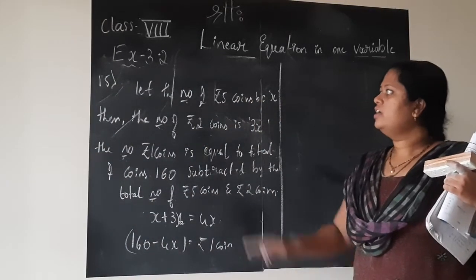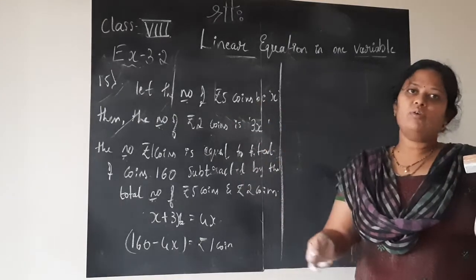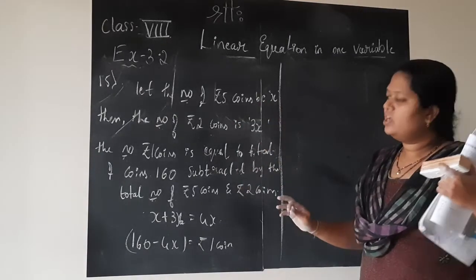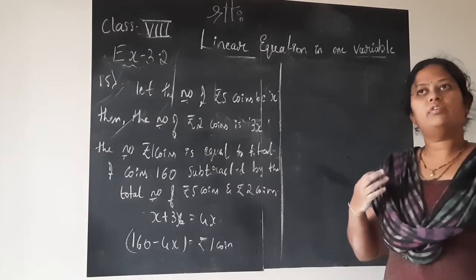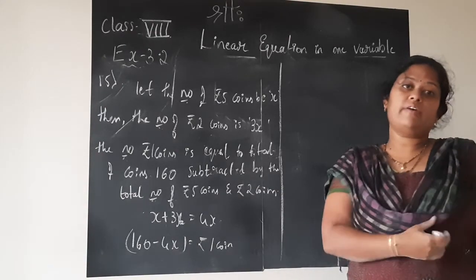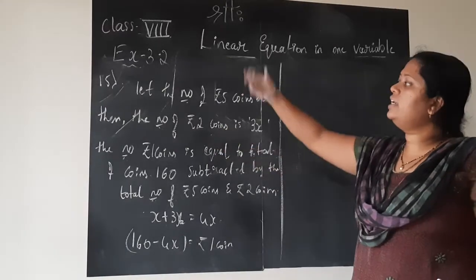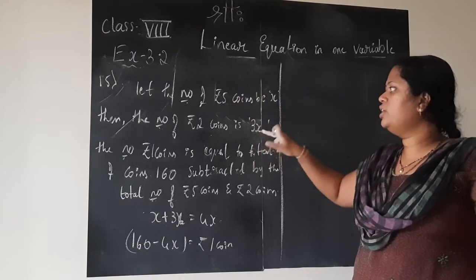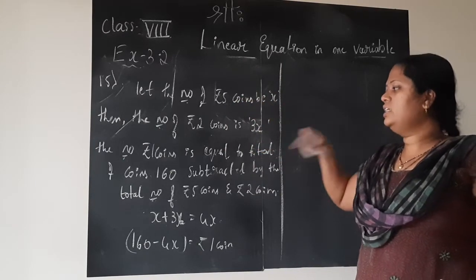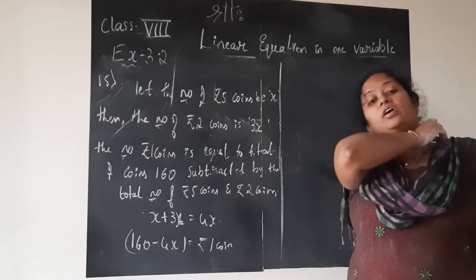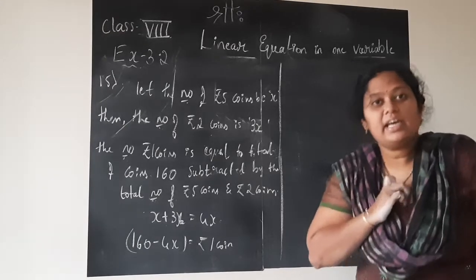Children, now we don't know how many 5 rupee coins there are, so we chose it to be x. But we have a hint with respect to 2 rupee coins: the number of 2 rupee coins is 3 times that of the 5 rupee coins, so we took it to be 3x. But how many 1 rupee coins are there, we don't know.